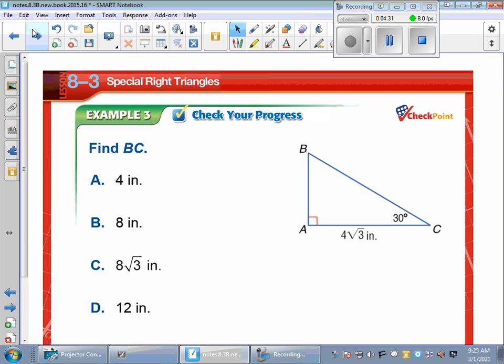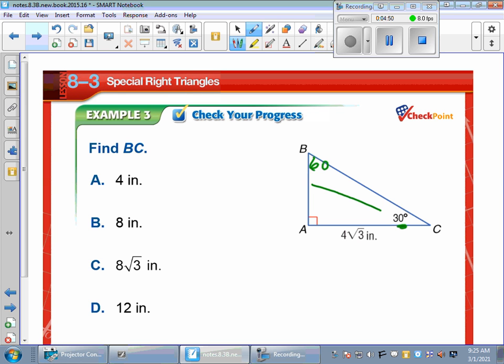Okay, so now multiple choice. Try this one on your own again. What are they giving you? Okay, so take a look. This is the short leg. You don't have that. That's 30. This is 60. So what you have is the long leg. So we need to go from long leg to short leg.